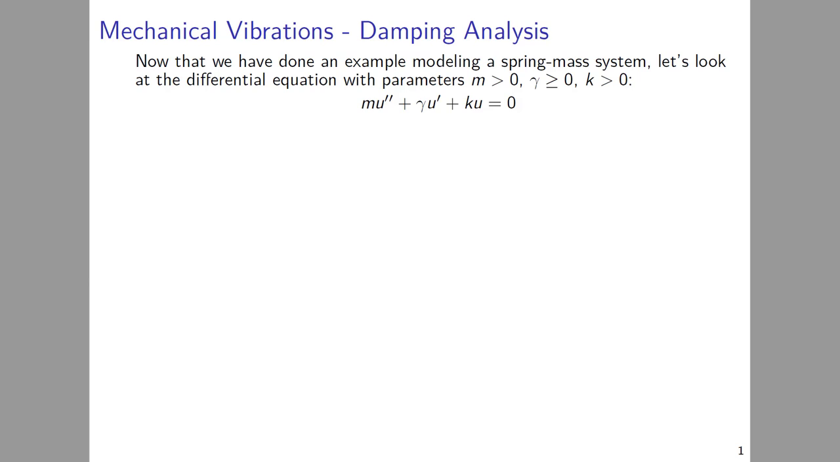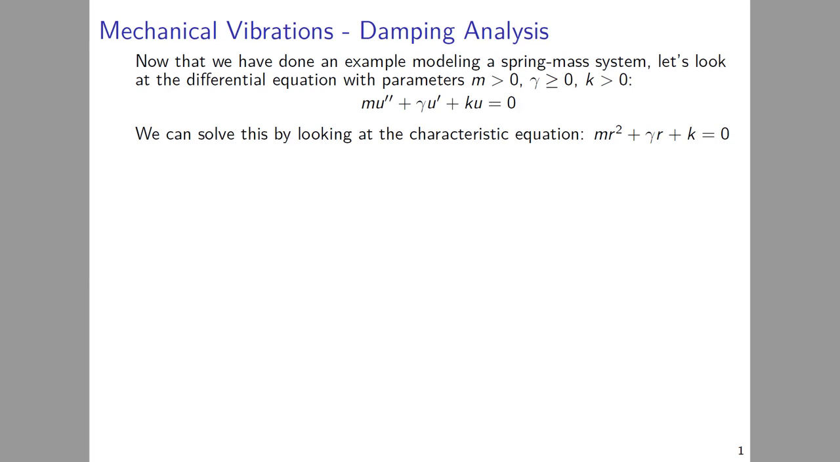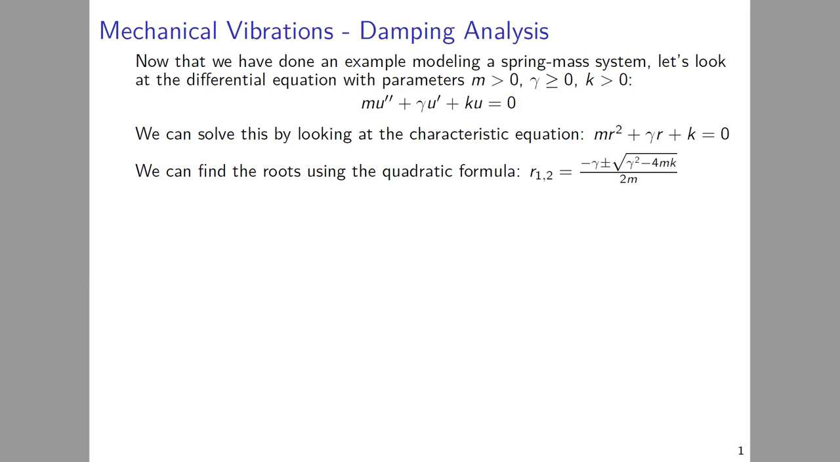As we did in the example, we can solve this by looking at the characteristic equation m times r squared plus gamma times r plus k equals 0. And we can find the roots using the quadratic formula. We'll have that the roots r1 and r2 are given by negative gamma plus or minus the square root of gamma squared minus 4mk all over 2m.